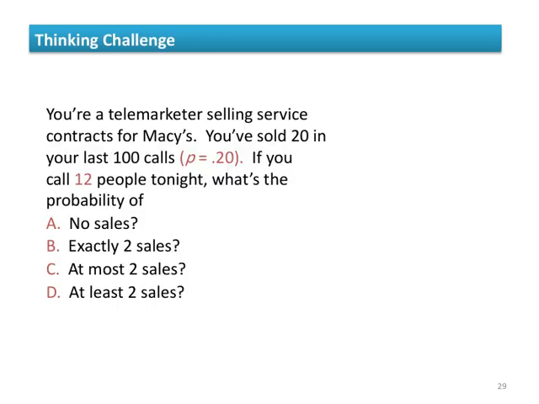All right, let's dive into this thinking challenge. Imagine you're a telemarketer selling service contracts for Macy. You've sold 20 out of 100 calls, so your probability of success on any given call is 0.2. Now, if you make 12 calls tonight, what are the chances of different outcomes? First, what's the probability of no sales at all? That's when all 12 calls result in no sale. Then, what about exactly 2 sales? And at most 2 sales, that means 0, 1, or 2. Finally, at least 2 sales, that's 2 or more.